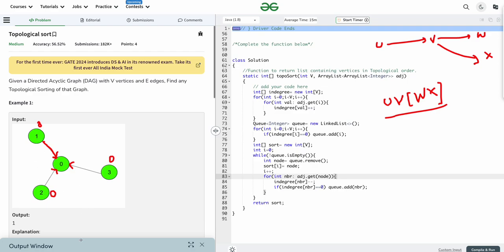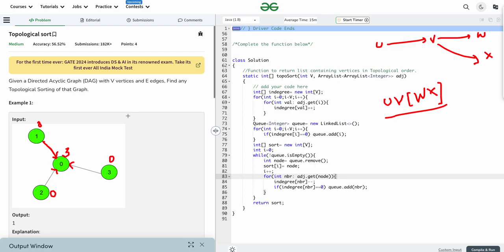What does this 0 represent? That means that 1, 2 and 3 are not dependent on any other node. They do not need any other node to be visited first. These are individual nodes. We can start off with these nodes and reach our destination. So that's what in-degree 0 means. If we talk about 0, its in-degree is 3. That means there are 3 nodes coming towards 0. So this was the concept of in-degree.